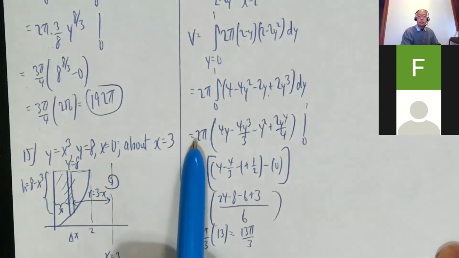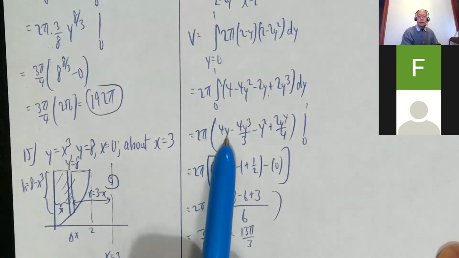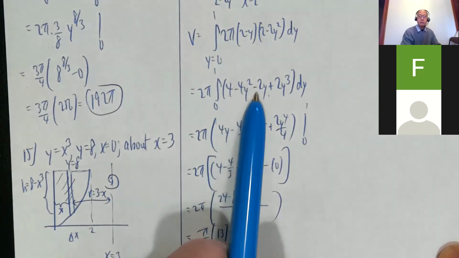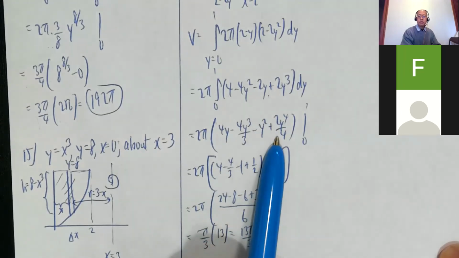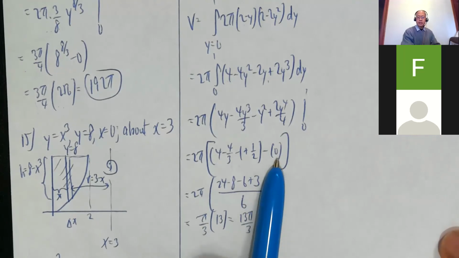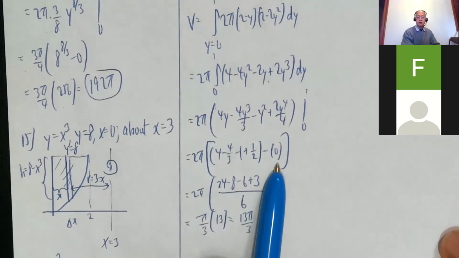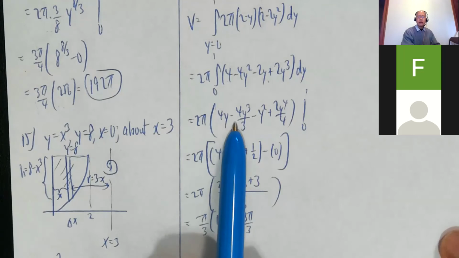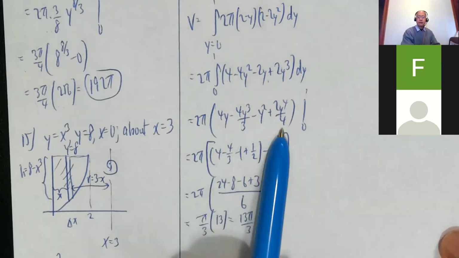All right, then integration. 4 becomes 4y. Negative 4y squared becomes negative 4y cubed over 3. Minus 2y squared over 2 is minus y squared. 2y to the 4th over 4. From 0 to 1. Plug in 0, you get 0. I just quickly put 0 there, right? 0 minus 0, it's 0. Plug in 1, 4 minus 4 thirds minus 1 plus 2 over 4 is 1/2.